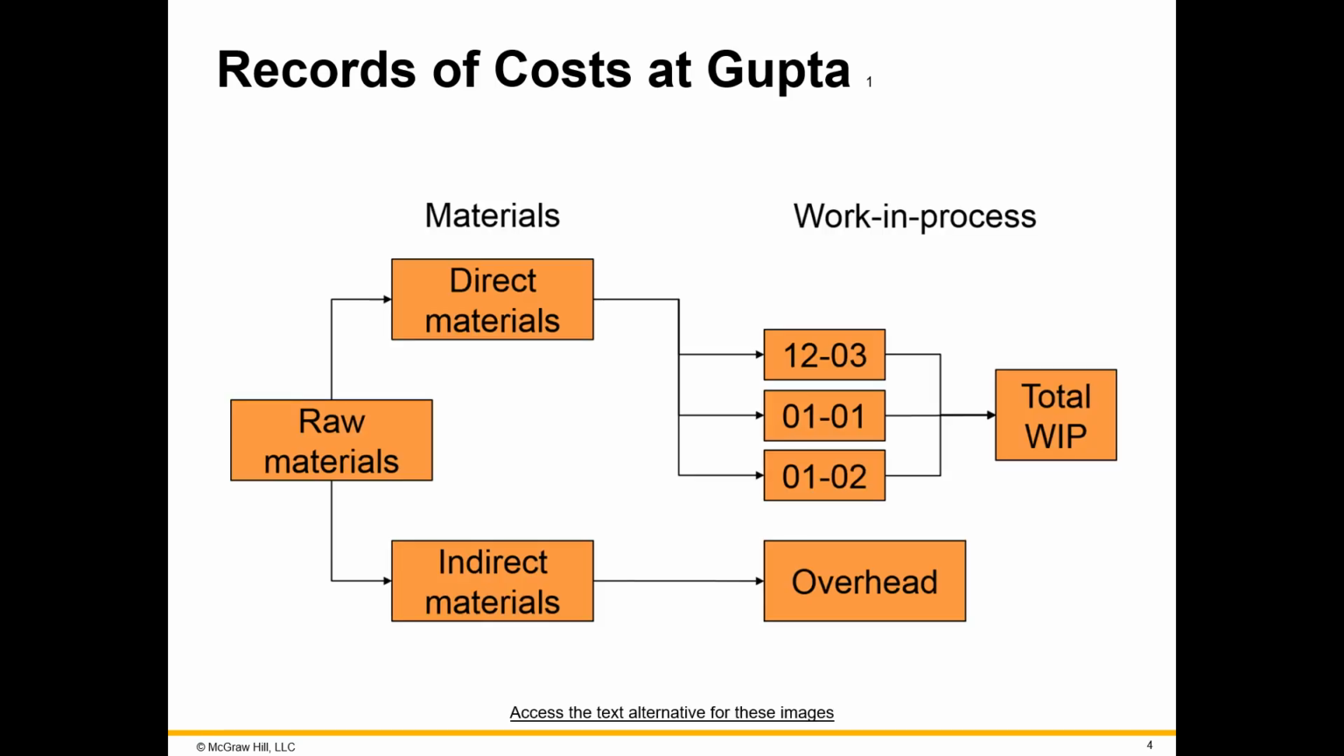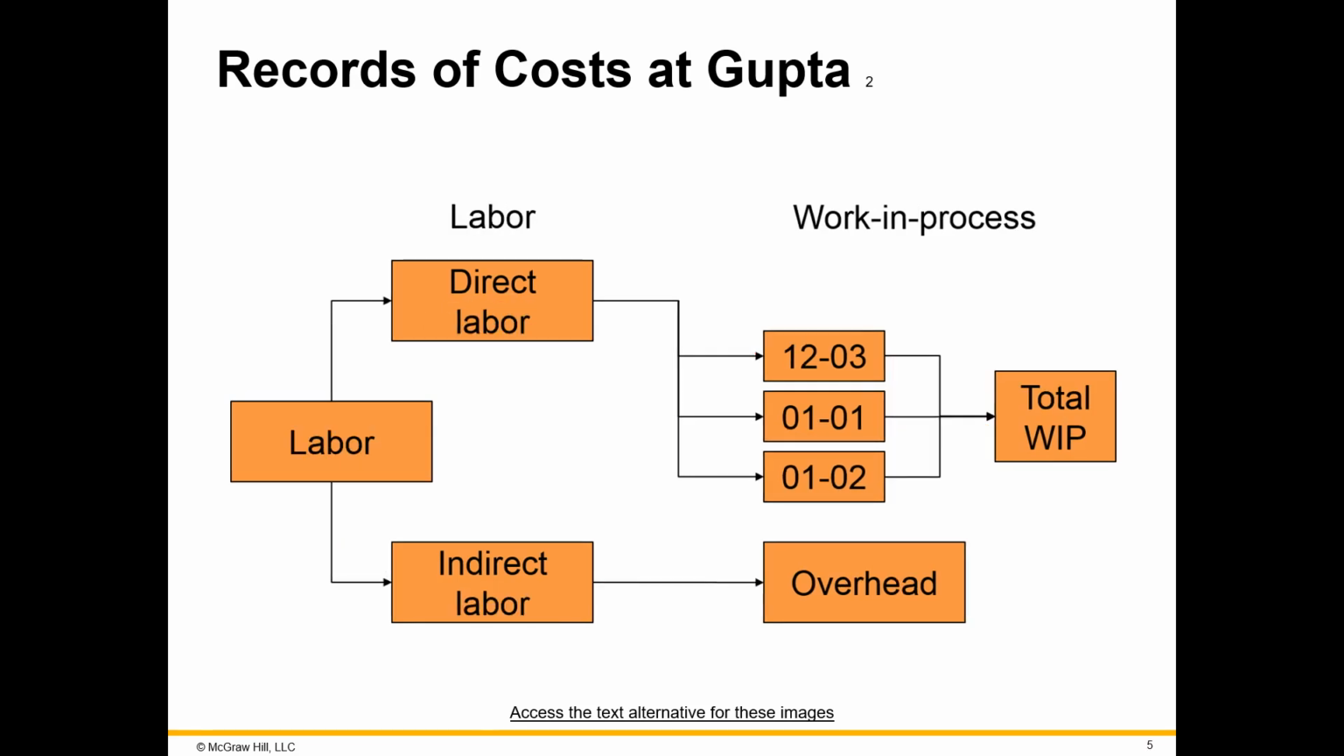So raw materials can be classified as either direct or indirect materials. Direct materials are going to flow to each specific job, and then at the end they're going to be consolidated into work in process inventory. Whereas indirect materials goes to overhead, and then overhead will later be allocated. Labor is the same thing. Labor can be split into indirect labor and direct labor.